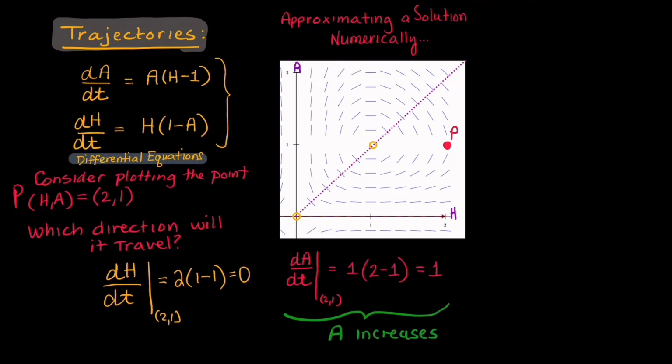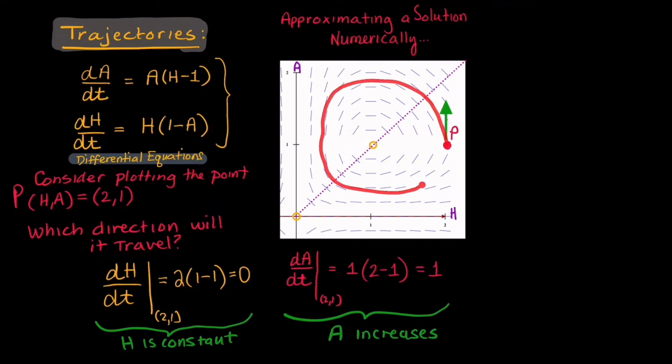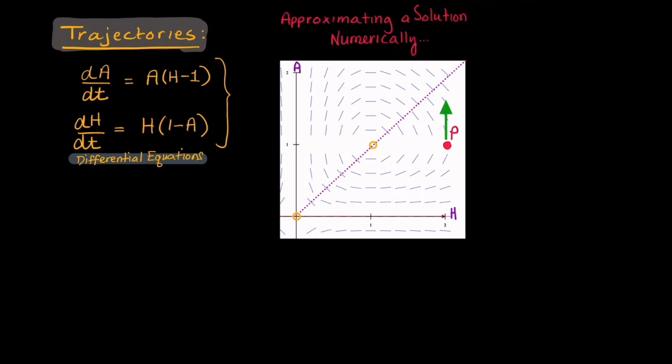So that tells us that the alien population will increase at this point, and the human population will remain constant at that point in time. So according to our graph, the slope field will move the point upward. And the field suggests that it will be traversed in a counterclockwise manner. So let's see what happens at another test point.